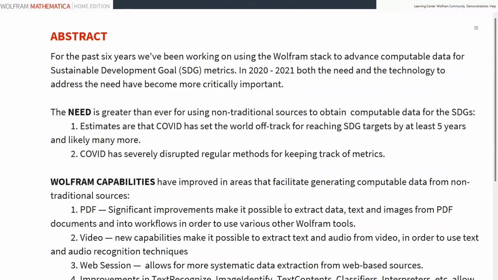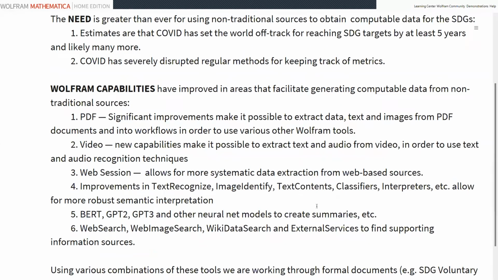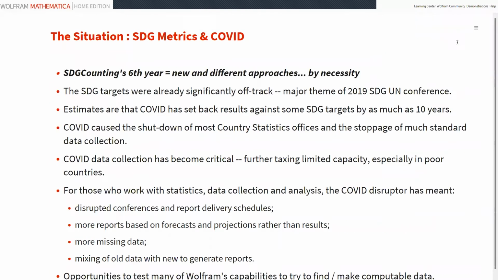Ben has done lots of presentations in the past on this. The coming of COVID has caused some particular problems because lots of things have gone wrong. And for good reason, Wolfram capabilities have improved in ways that have helped us be able to get more data out of less formal kinds of data sources over the past year. And that's what we're going to be talking to you about today. So just a little bit about the Sustainable Development Goals and what's happened because of COVID.